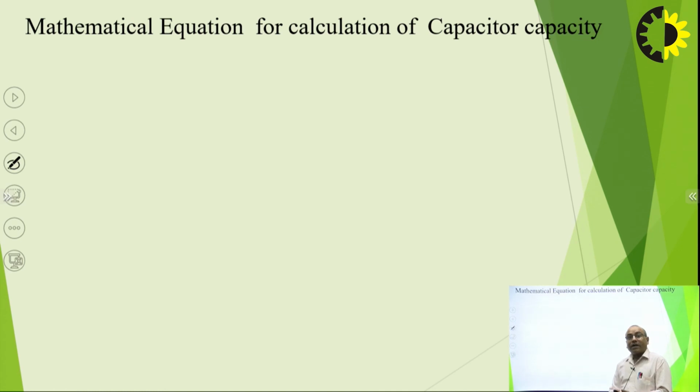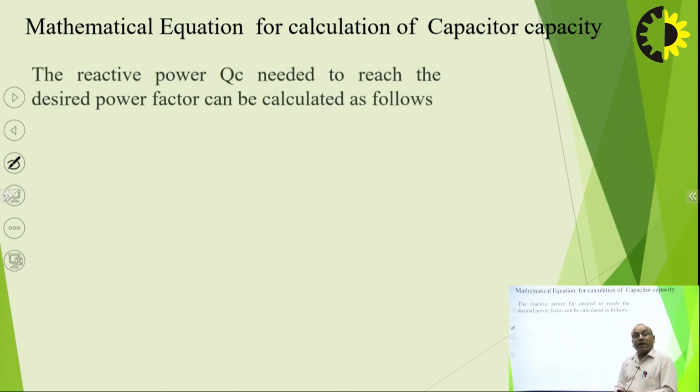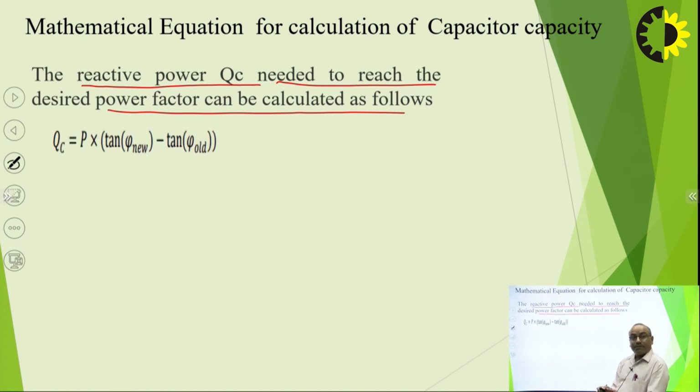Now the mathematical equation for the calculation of the capacitor capacity, that means what should be the value of capacitance of a capacitor, we can find mathematically. The reactive power QC, that is needed to reach the desired power factor, can be calculated by this formula: QC equals P into (tan phi new minus tan phi old). P is the active power or useful power in watt or kilowatt. Phi new is the new power factor angle, so tan phi new is the tangent of that. Phi old is the old power factor angle without connecting the capacitor, so tan phi old is the tangent of that angle. QC is the reactive power needed for power factor correction or improvement to a desired value.